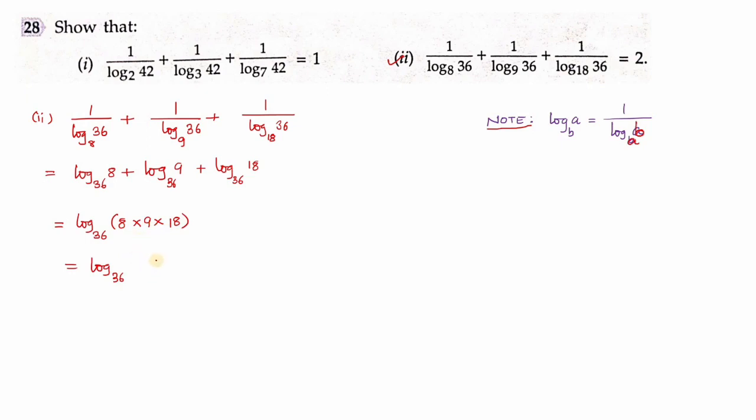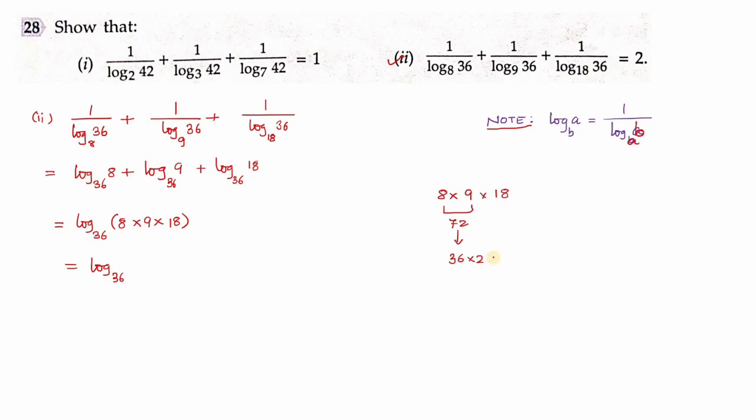So let's see how much is this. Okay, so you have 8 9s are 72. 72 into 18. So see here carefully, we have to write this 8 into 9 into 18, this is how much? This is 72. Now you know that 72 can be written as 36 into 2.